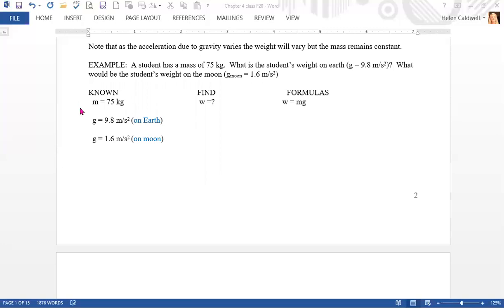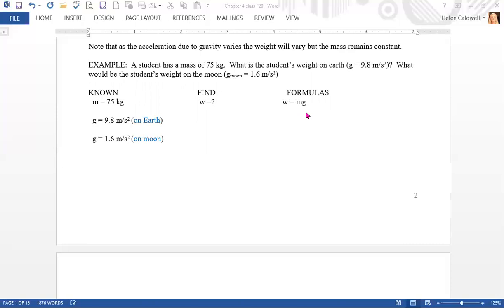So we know the mass is 75 kilograms. We know g on the Earth is 9.8 meters per second squared. We know g on the moon is 1.6 meters per second squared. We're trying to find the weight in those two locations, and we know that weight is mass times gravity. This is the same as F equals ma. Here is the m, our a is little g. Weight is equal to mass multiplied by the acceleration due to gravity.